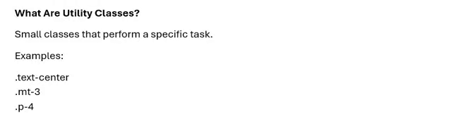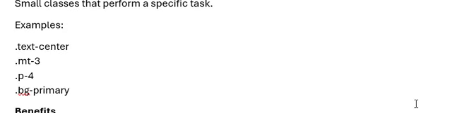Utility classes are small classes that perform a specific task, like text-center, mt-3, p-4, bg-primary. These just help, again, simplify things. You have less custom CSS, easier maintenance, and faster development. The utility classes allow people to make quick styling changes directly in HTML. So like this, you can center text, add spacing, or change colors without writing additional CSS files.